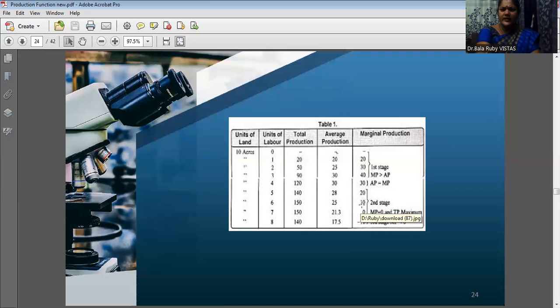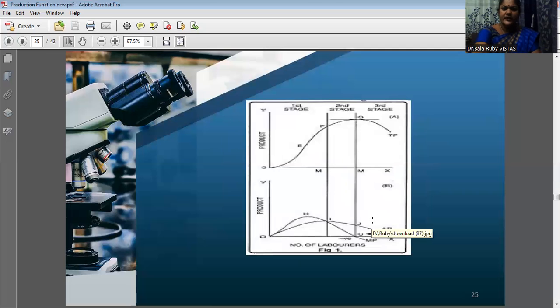So this is a very, very important aspect in this law of variable proportion. When total production is maximum, marginal production becomes 0. Then if you see the next one, here this total production declines from 150 to 140. So here marginal production becomes negative, that is minus 10. So this is the third stage. So these three stages have been clearly illustrated in this table.